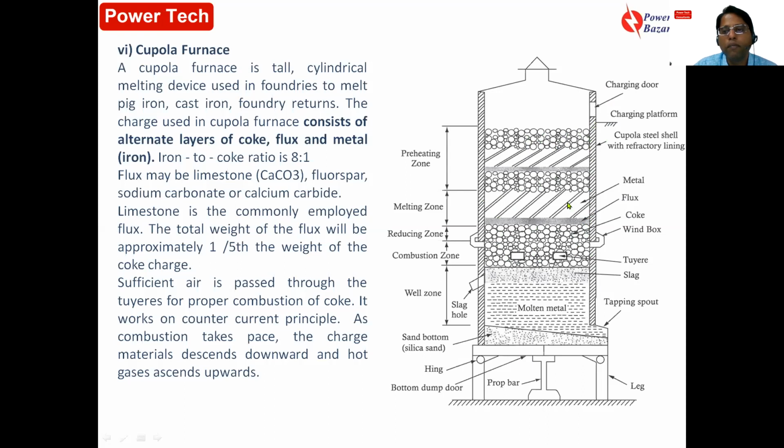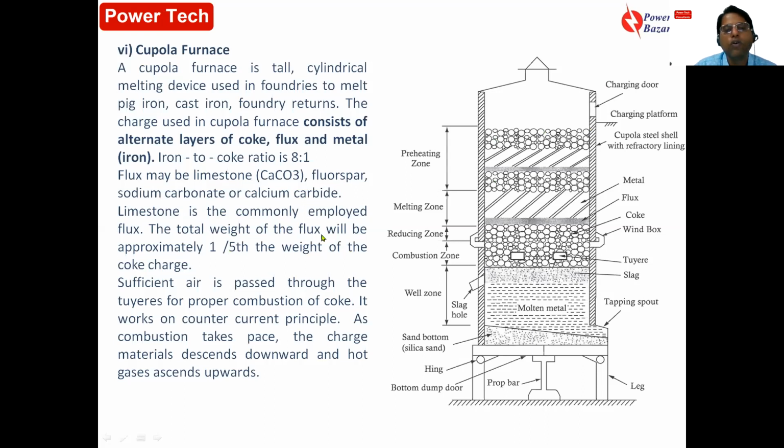First coke, then metals, then flux, so as to have uniform layers. Now flux can be limestone, fluorspar, sodium carbonate, or calcium bicarbonate. Normally limestone is used. The total weight of flux is normally 1/5 of the weight of the coke.